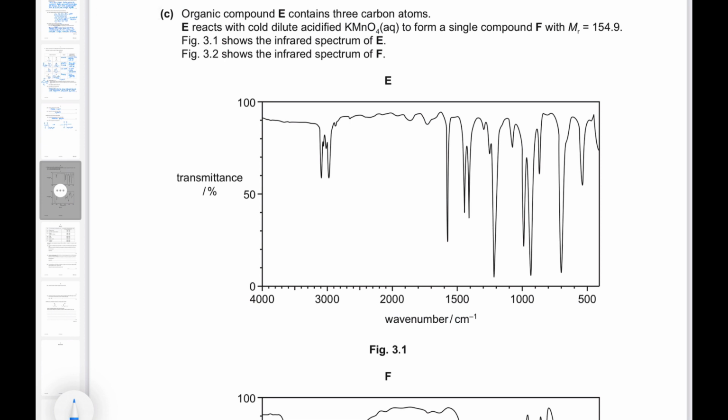Part C, organic compound E contains 3 carbon atoms. E reacts with cold dilute acidified potassium manganate to form a single compound F with molecular mass 154.9. Alright, so it's alkenes that react with cold dilute acidified potassium manganate to form diols. Figure 3.1 shows the infrared spectrum of E and figure 3.2 shows the infrared spectrum of F. So now to begin with, we know that E has a carbon-carbon double bond and F will have a hydroxyl group.